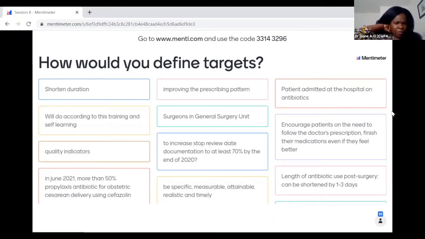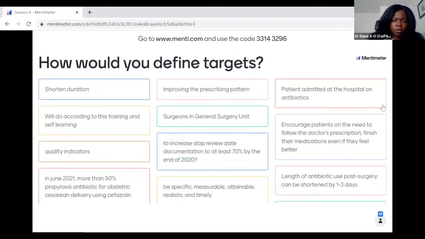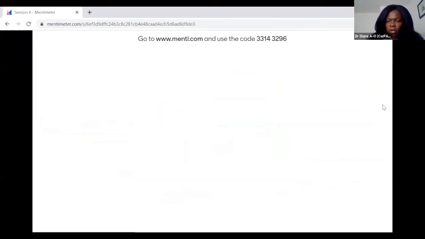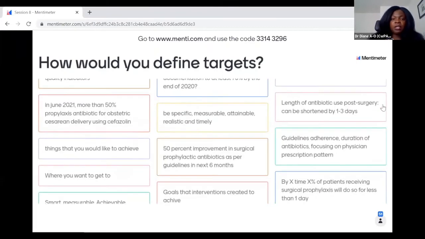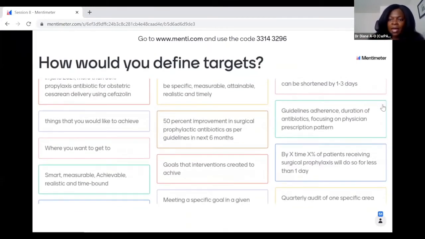And again, someone said, shorten antibiotic use post-surgery by 1 to 3 days. Can you scroll down on this one, Kieran? Are there any more? Or was that it? How many people completed this one? 51 people completed it. It's fine. It's supposed to scroll. Yeah, there we go. So by X time and X% patients receiving surgical prophylaxis will do so for less than 1 day. That's a really good example of a target for surgery. Next one, please.